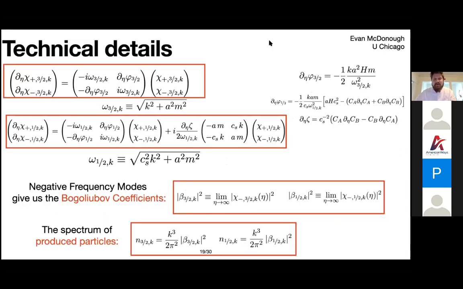So what we did was to go ahead and try to study this system numerically to see how this analytic intuition is borne out. Here are just some of the technical details, but maybe what I'll emphasize is that you have your Dirac equations for the 3/2 and the 1/2 modes. From this, you solve these Dirac equations and you compute the Bogoliubov coefficients, which is the asymptotic limit of the negative frequency modes. And then from the Bogoliubov coefficients, you compute the spectrum of particles.